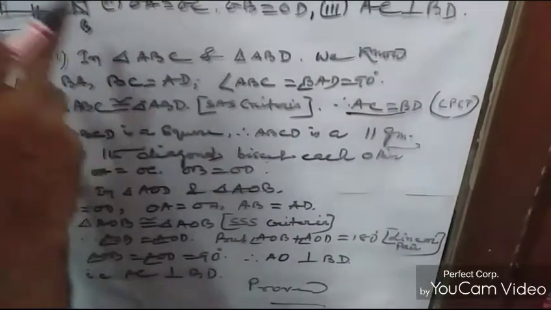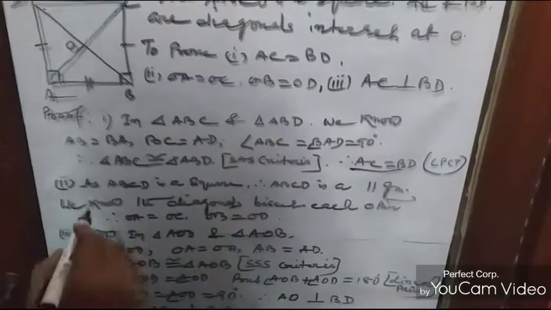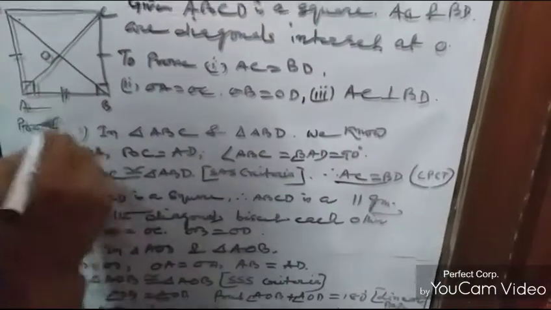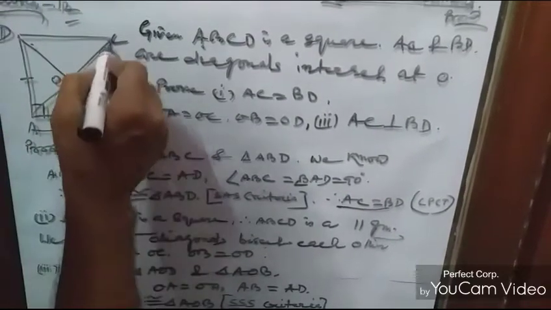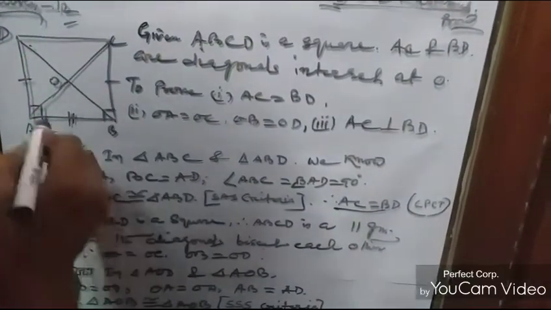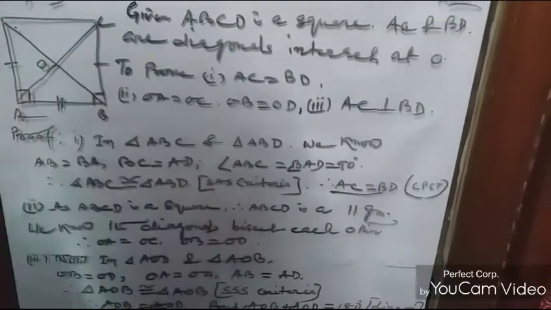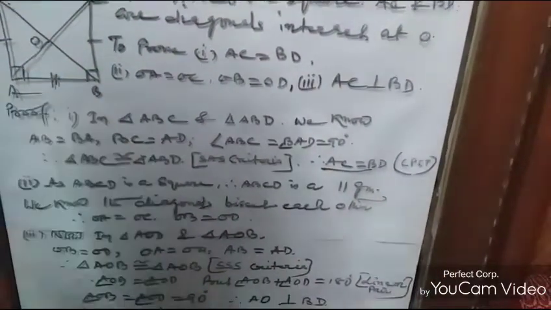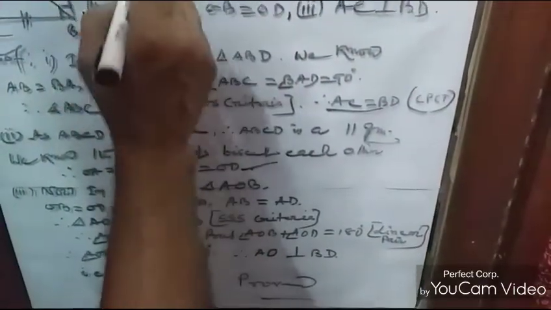In the second part, it is asked that they bisect each other. Now, as this is a parallelogram, we know the parallelogram property, that diagonals bisect each other. So we can conclude that OA equal to OC and OB equal to OD. So this is the second part, and the second part is over.